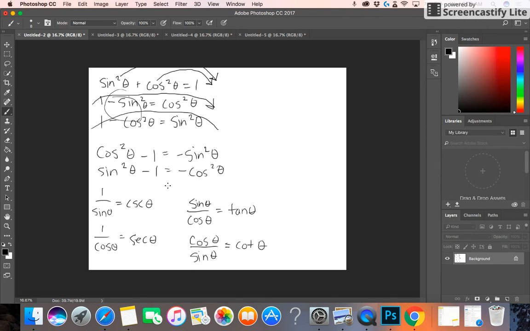All right, and now we need to know the trig identities and their inverses. The main things that you'll see are cosecant, secant, tangent, and cotangent. Cosecant is the inverse of sine, written as 1 over sine. Secant is the inverse of cosine, written as 1 over cosine. Tangent is always sine over cosine. And the inverse of tangent is called cotangent, and cotangent is cosine over sine.